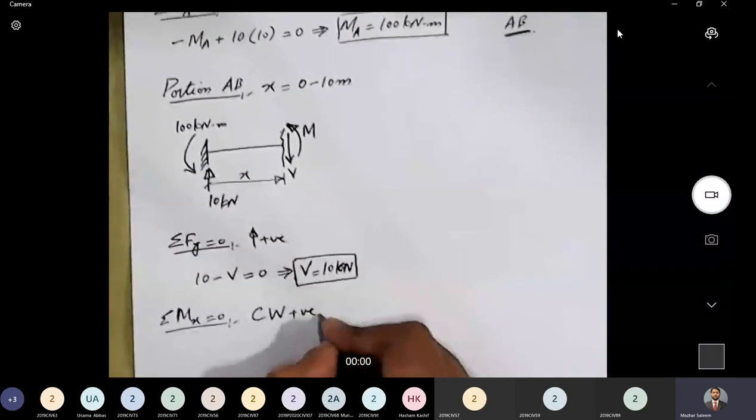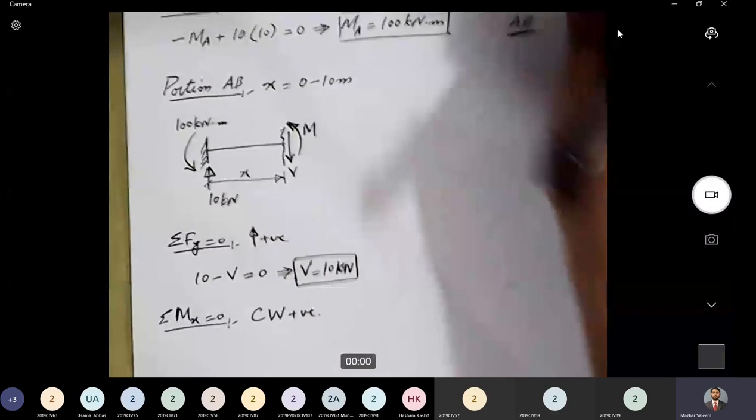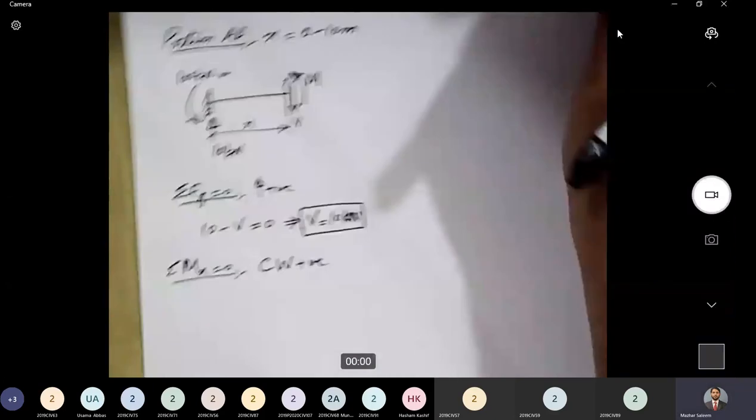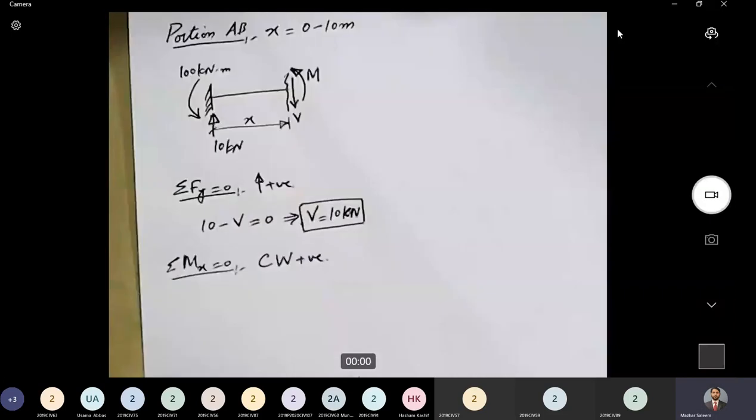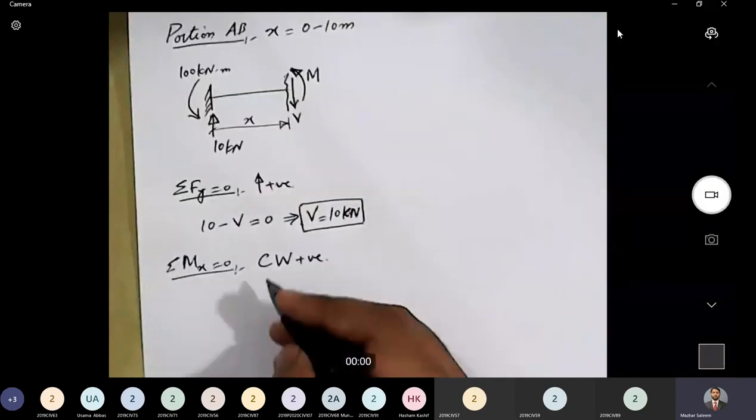Okay, how many moments are there? If I start from this side, this 10 kilonewton force is at a distance x from the section, and it will produce a moment. What about this 100 kilonewton meter? It is in counterclockwise direction, so it is 100. What else? Then we have M, and that is equal to 0. Again, shear is passing through the section, so it will not produce any moment about the section.